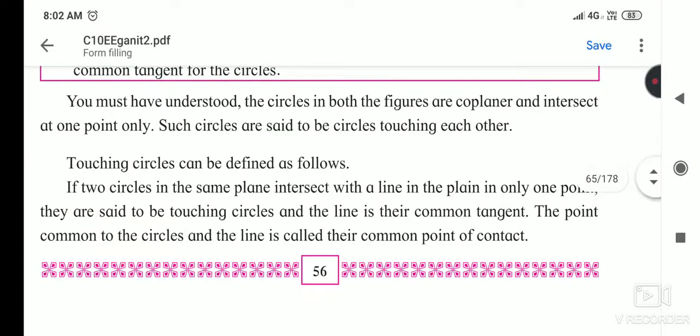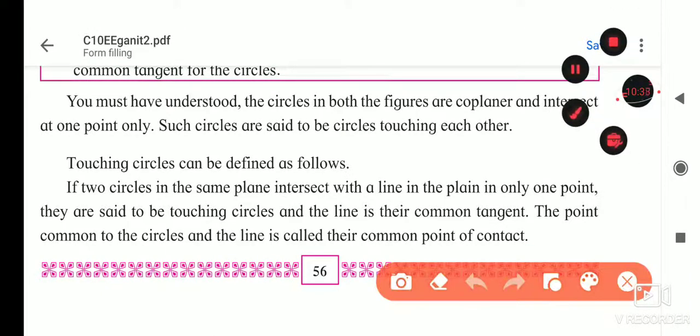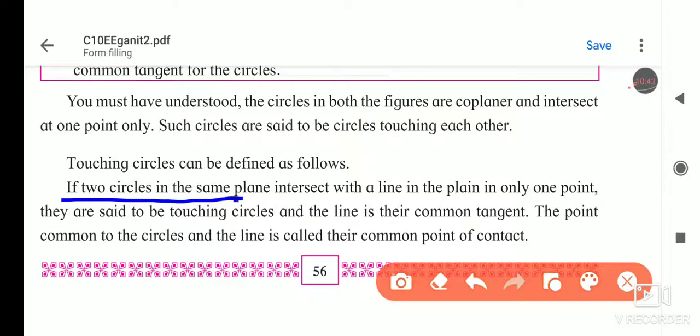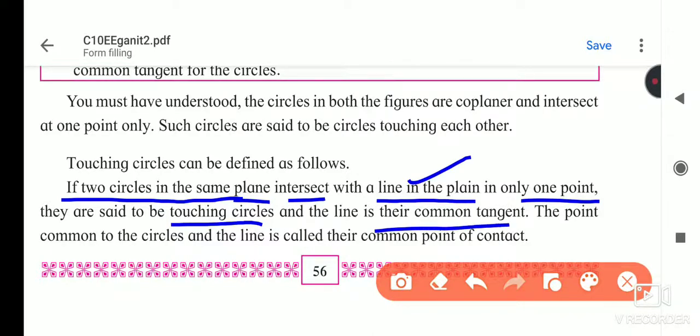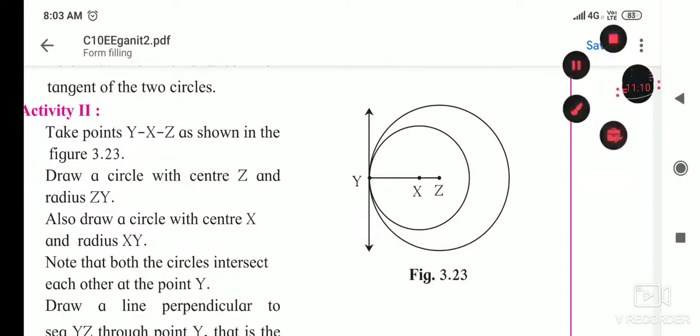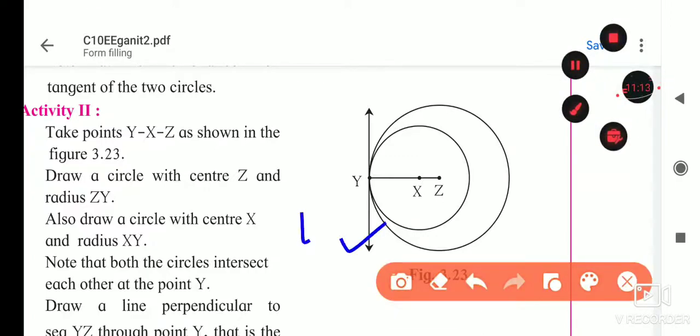Now touching circles can be defined as follows. What is the definition of touching circles? If two circles in the same plane intersect a line in the plane at only one point, then they are said to be touching circles. In our figure only point Y was there. The line passing through it is called the common tangent, and here Y is the tangent for this.